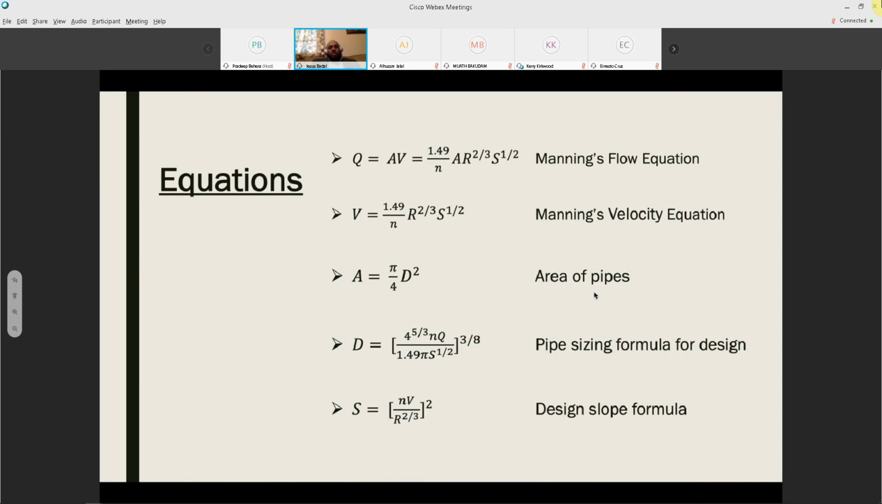These are the equations that we use to calculate the velocity, the flow, and the slope of the pipe system through the site.